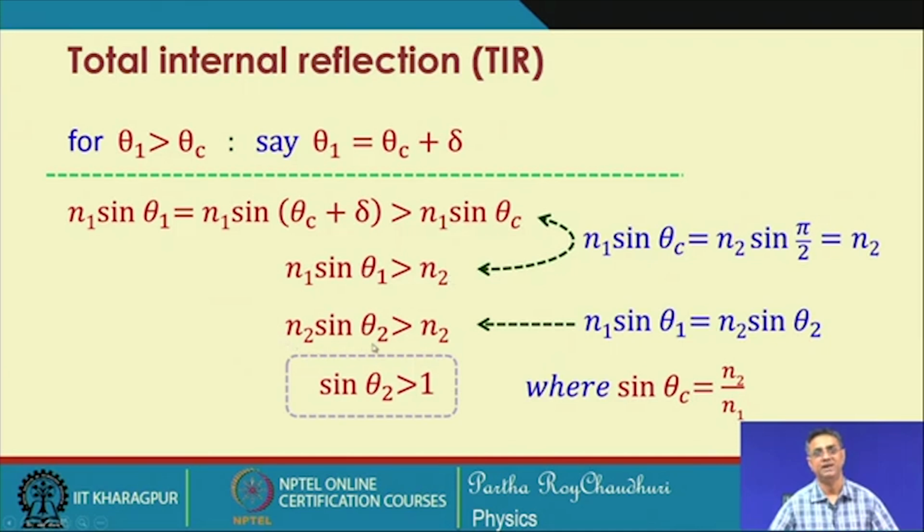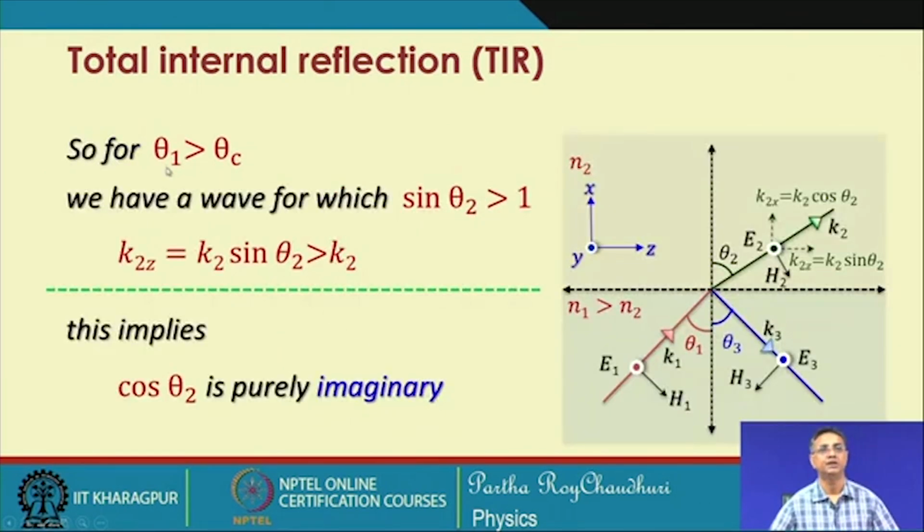So, this n 2 sin theta 2 must be greater than n 2, because n 1 sin theta 1 is equal to n 2 sin theta 2. So, that tells you that you have n 2 on either side. That means, if you remove n 2, which is a non-zero quantity, sin theta 2 must be greater than 1, but that is a situation which never happens. So, for theta 1 greater than theta c, we have a wave for which sin theta 2 is greater than 1, unity.